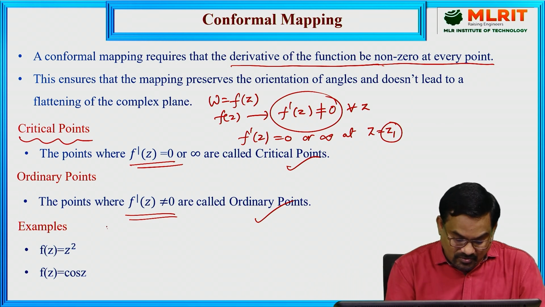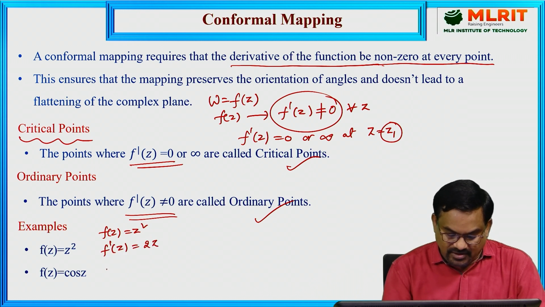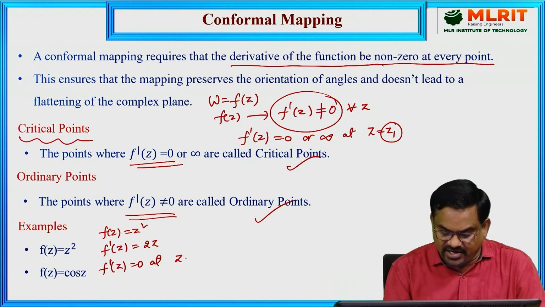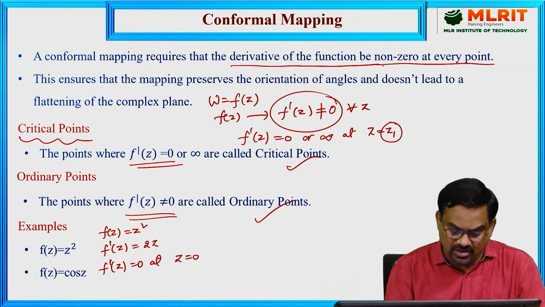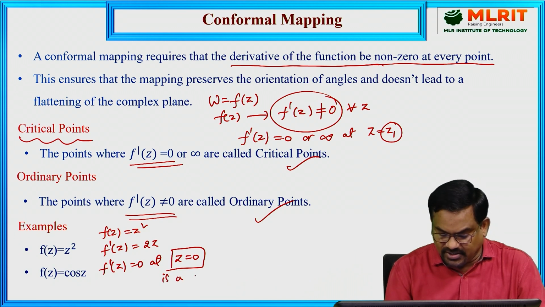For example, consider a function f of z equal to z square. What is its derivative f dash z? 2z. Now f dash z is 0 at z equal to 0. If f dash z is 0, 2z is 0, that means z equal to 0. So z equal to 0 is a critical point.